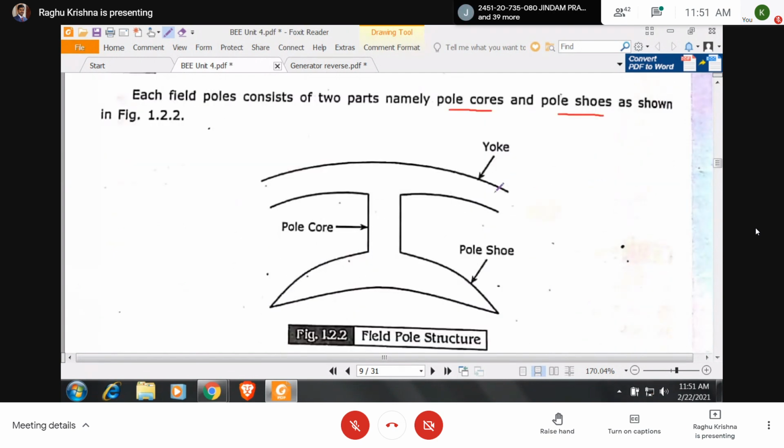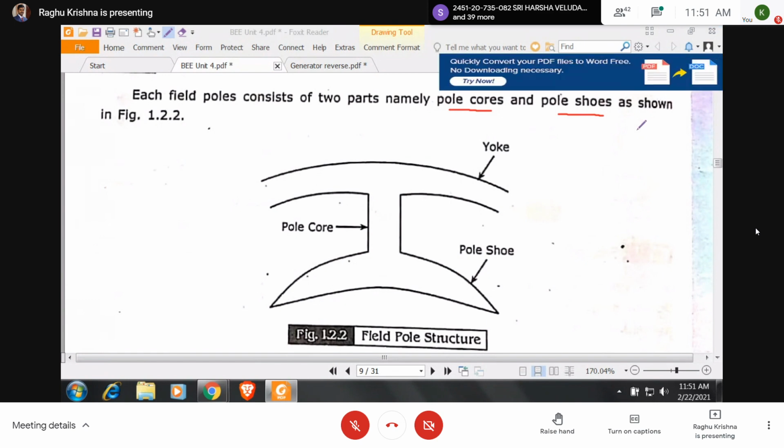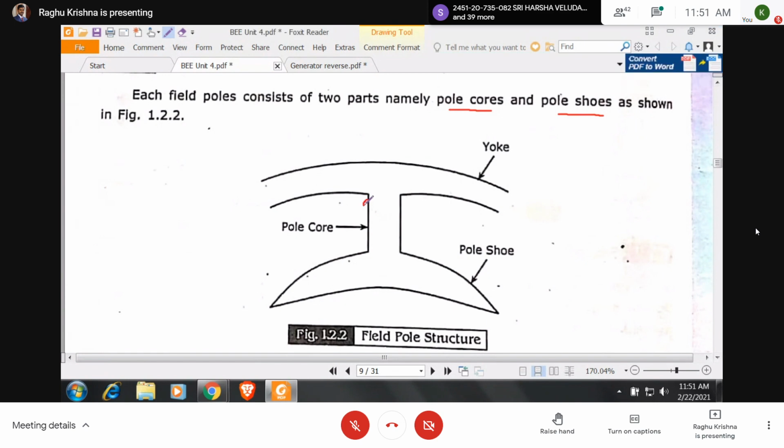So here if you see, a field pole consists of a pole core. On this core, the winding will be there. So like this, you are going to have a winding, and on the pole core you have this winding, and you have this pole shoe.